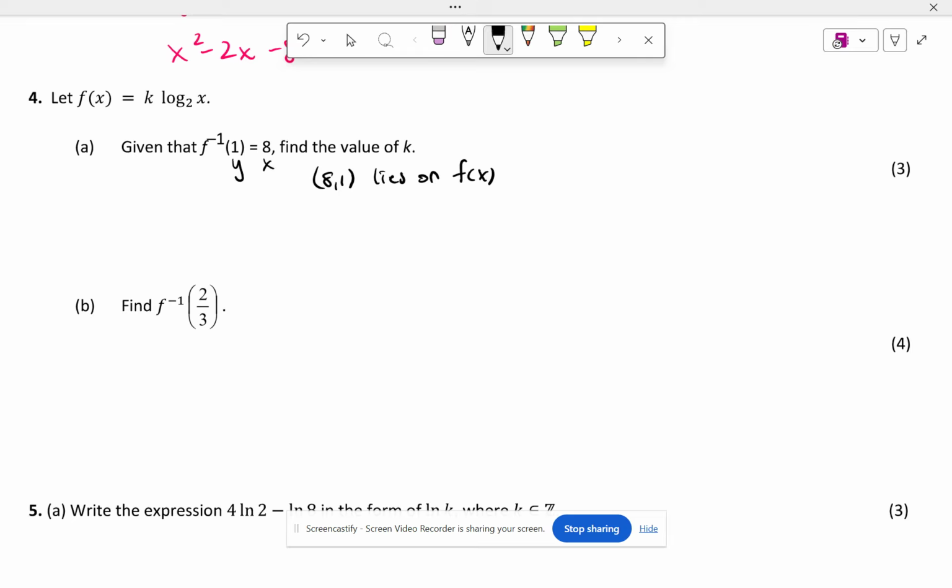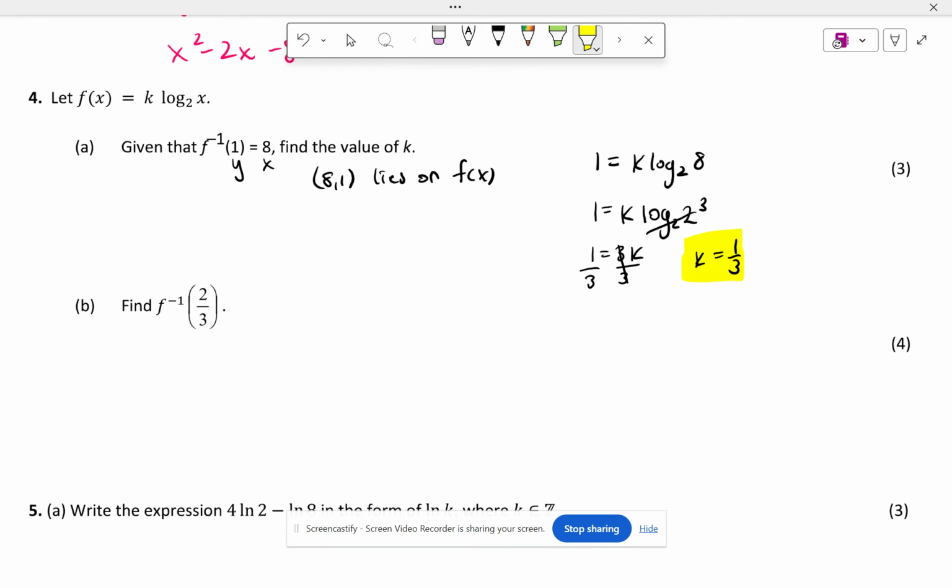So if we have the original and we're trying to solve for k, let's set the whole thing equal to 1. That's our y output of 1. Then we have k times log base 2 of x, where x is 8. So 1 equals k times log base 2 of 2 to the 3rd. The 3 drops down, the log disappears, and I have 1 equals 3k. Divide by 3. k is 1/3.